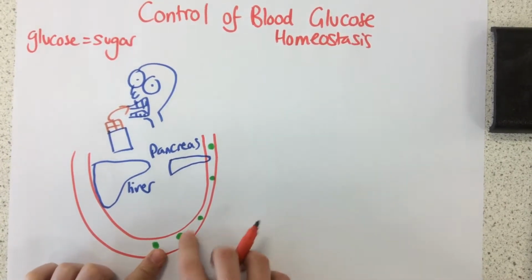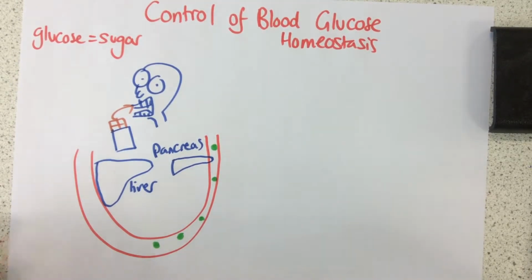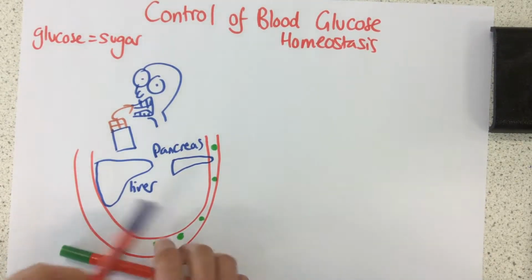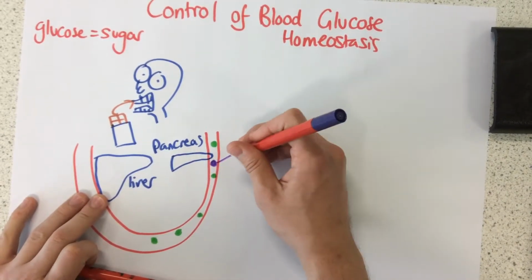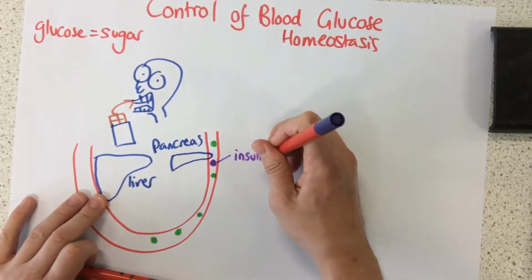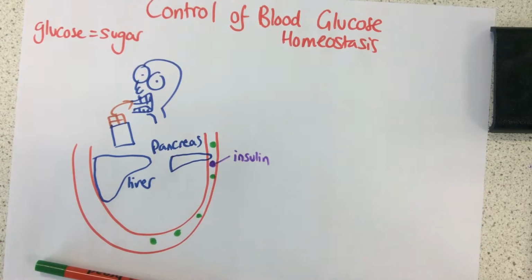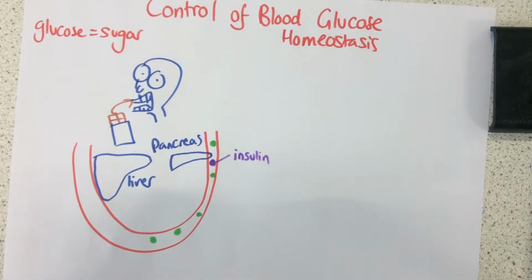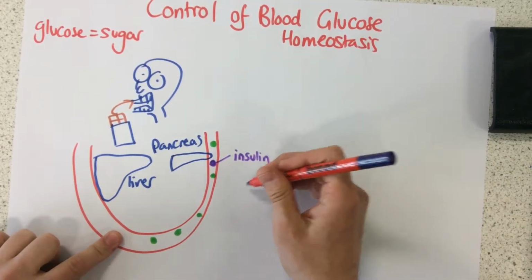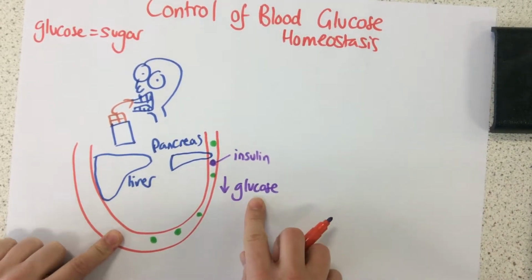So, too much glucose in the blood can be dangerous. We don't want too much glucose in the blood. So what happens is the pancreas releases this hormone called insulin. Now insulin is a hormone, a chemical messenger. It travels in the blood. Now what insulin does, remember the whole point is it wants to decrease the level of glucose in the blood, because at the moment it's too high.